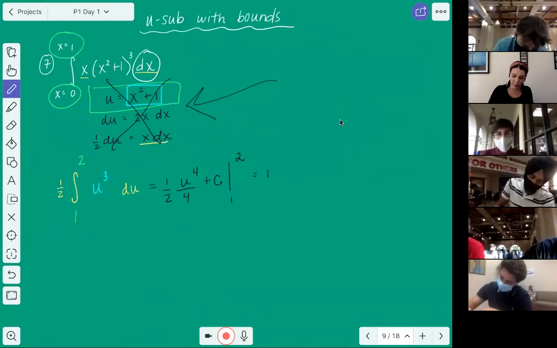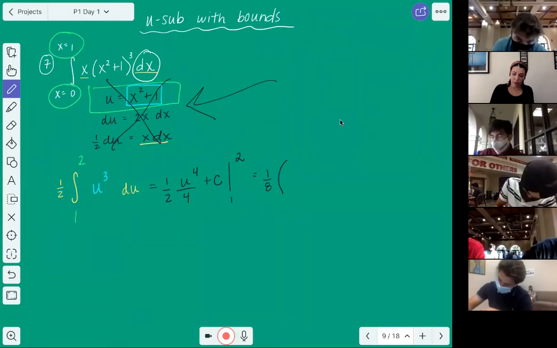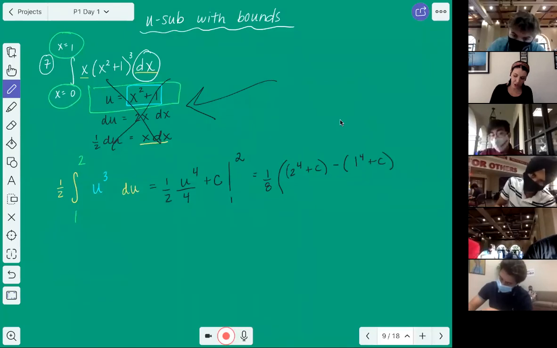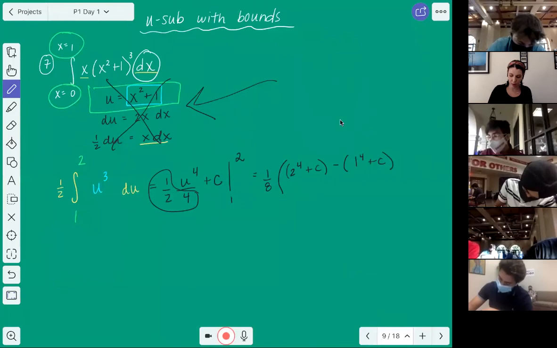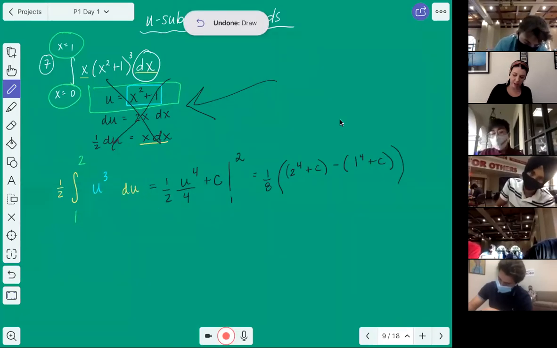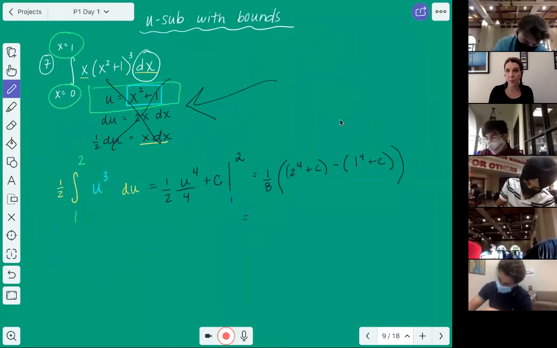So my constant out in front would be 1/8. I'm going to have U to the 4th, which is 2 to the 4th plus C, minus 1 to the 4th plus C. Again, I just took these constants all the way out in front as a 1/8. And now I'm simplifying this. I'm not going back to X squared plus 1. I'm not going back to 0 and 1. I changed my bounds. All I have to do is plug those in. The C's cancel out. I still have a 1/8 out in front.